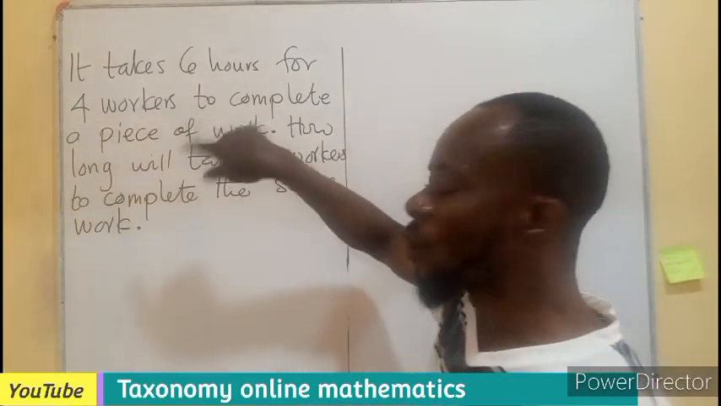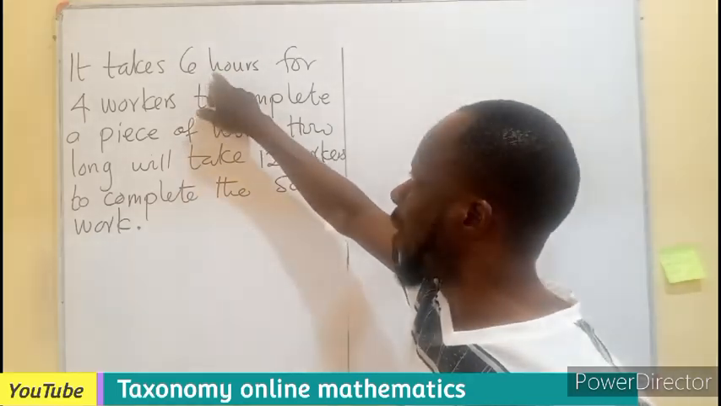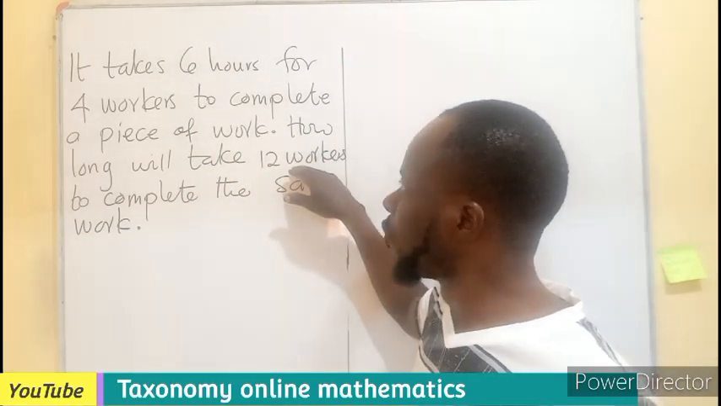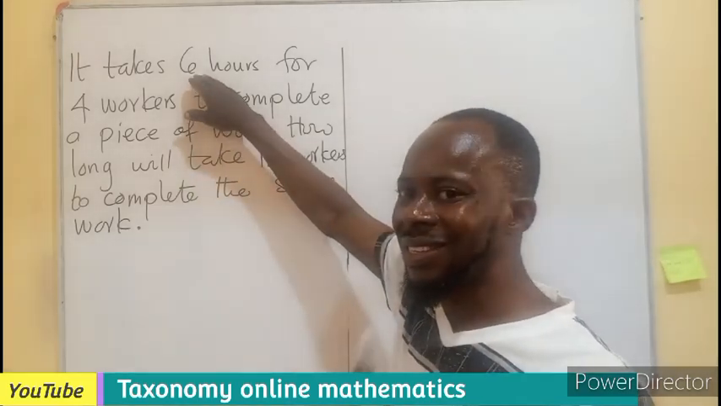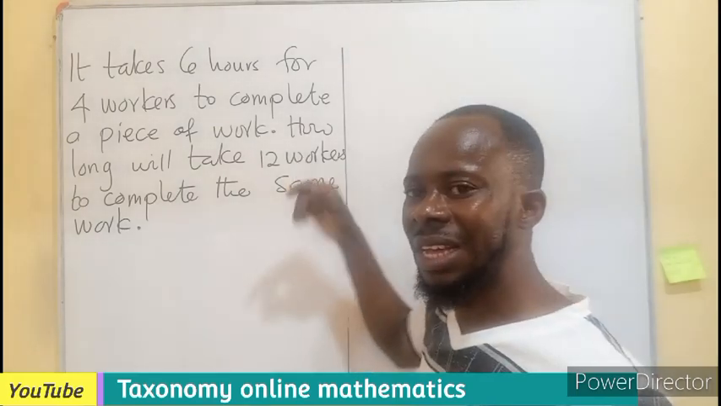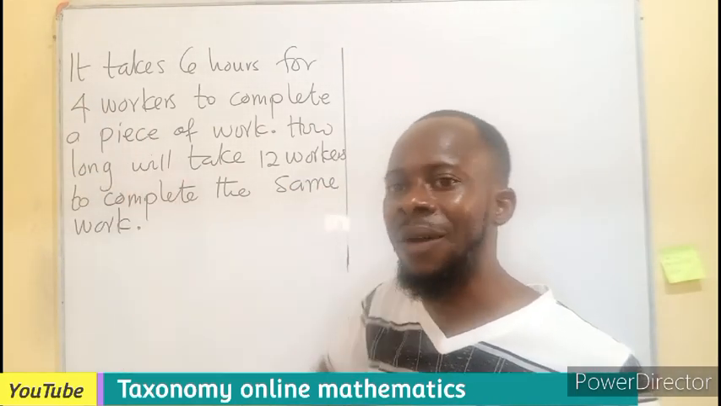4 workers are working in what? 6 hours. Now, how long will 12 workers take? Don't forget, for you to be able to know whether it will be more than 6 hours or less than 6 hours for the 12 workers, it brings you to the understanding of direct proportion and indirect proportion.